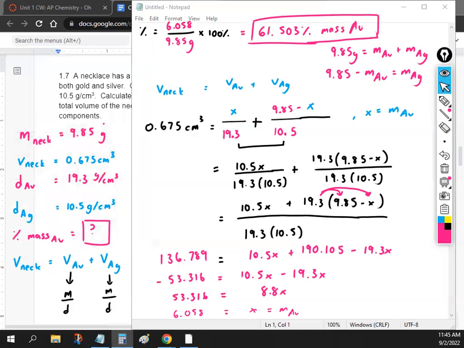Alrighty, guys. So again, just a heads up, you're going to have this problem on your test. It's also on your homework. Exact one. Or no, I changed it with platinum. So it's a different metal. So similar, same steps, but different numbers. So you're going to need to know how to do all these steps.